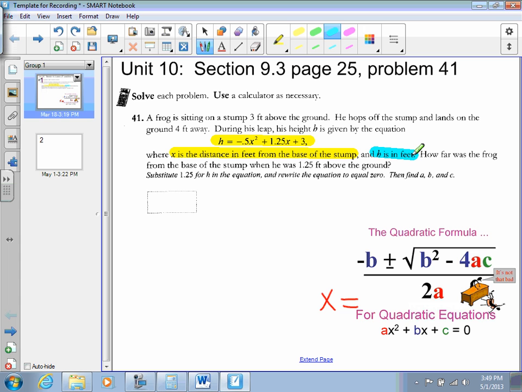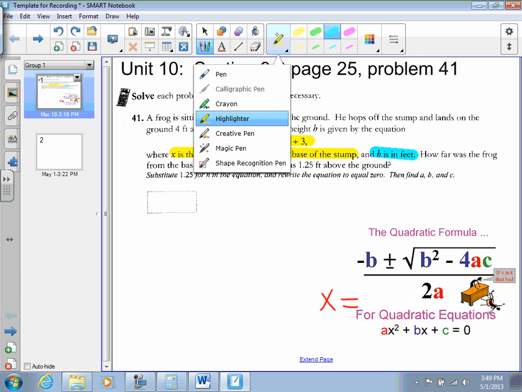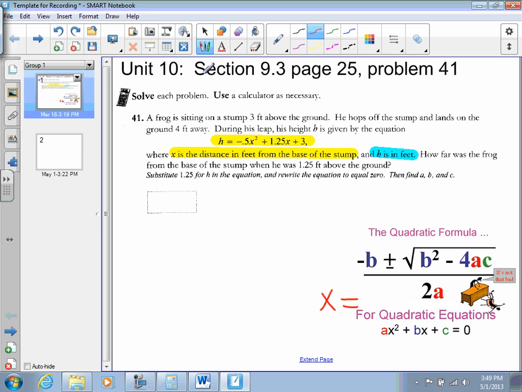Okay. So they want to know how far was the frog from the base of the stump. So that would be x. We're going to be finding x when he was 1 and 25 hundredths feet above the ground. That's an h, that's a height.